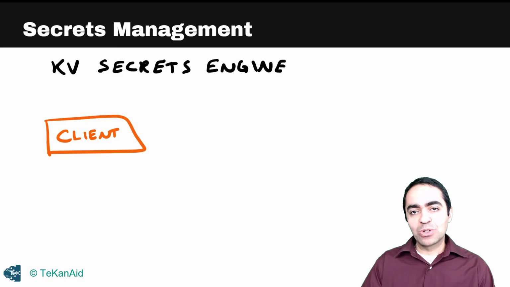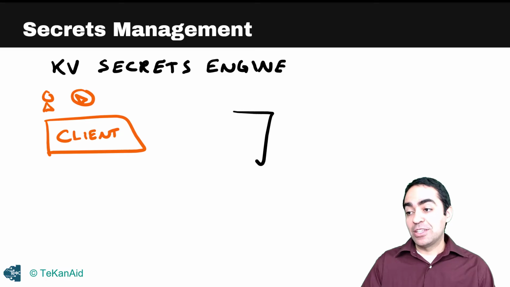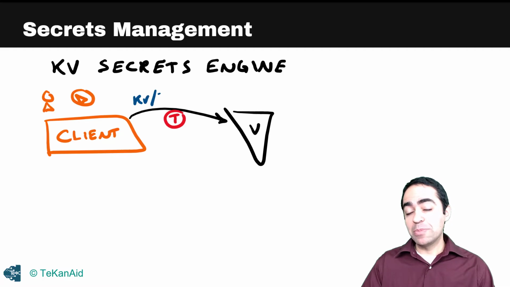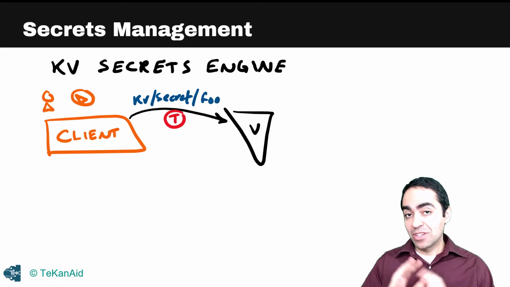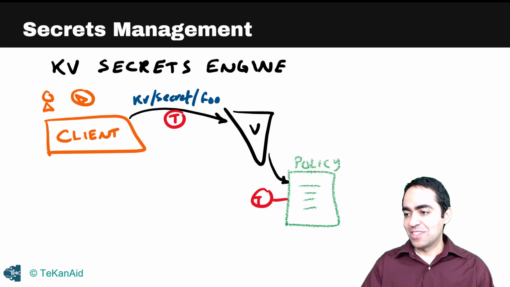But for now, to give you a quick overview, a client could be a human or it could be an application. And the idea is to retrieve a secret from Vault. So the client makes a call into Vault at a specific path, and everything in Vault is path-based. So for example, here we're going to talk to Vault at kv/secret/foo. We present a token to Vault, right? And we'll talk all about tokens later in this course.